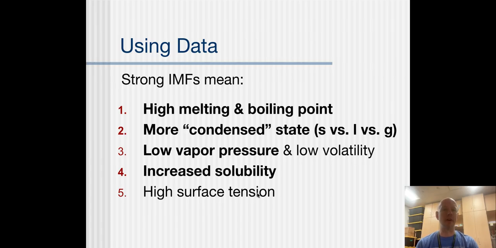The ones that I don't have in bold here are the ones that we look at the least. That's what we're asked about far less. Volatility is just another way of saying how fast something evaporates, but we normally think of that in terms of vapor pressure. And although surface tension is a cool property that's super important, in chemistry we are not often asked about that in a lot of detail.